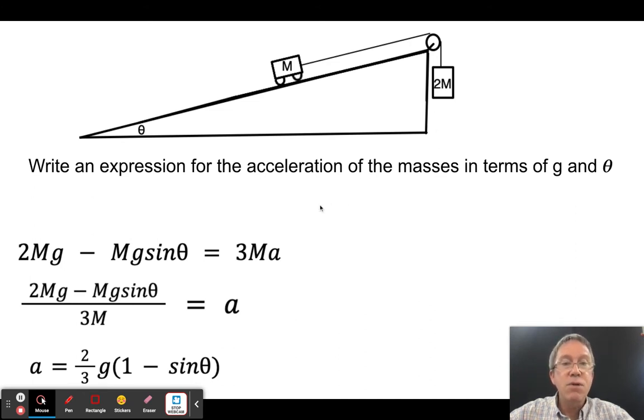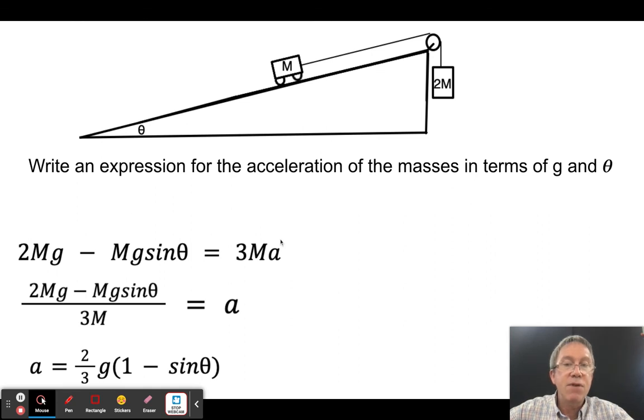So I'm going to do the sum of the forces equals ma. So what are my forces? I have 2mg pulling this way, and pulling in the opposite direction, I have mg sine theta. Now, these two forces, when added together, are going to equal the mass of the system times its acceleration. So the mass of the system is 3m times the acceleration of the system.